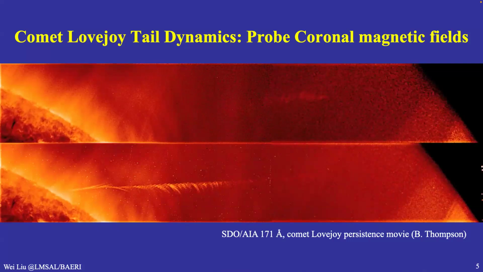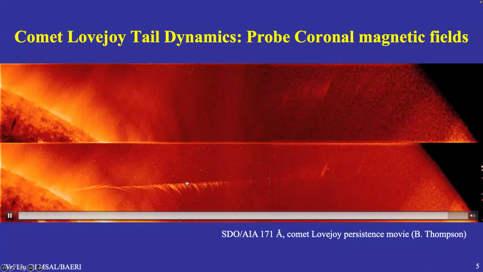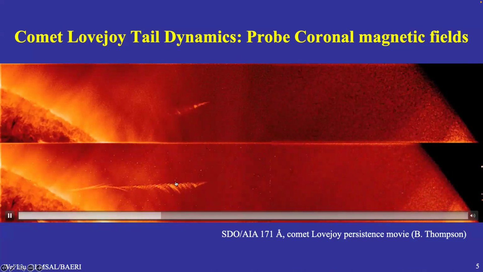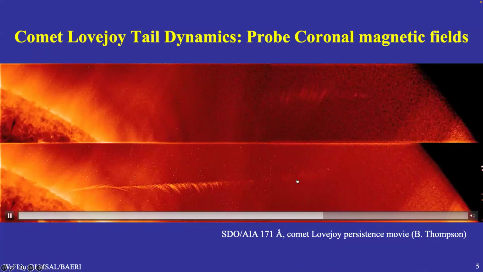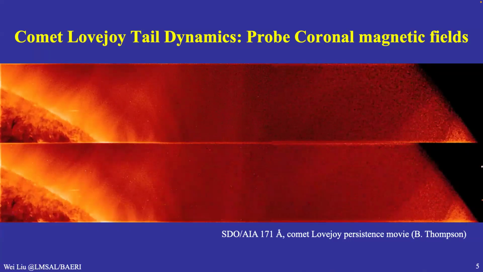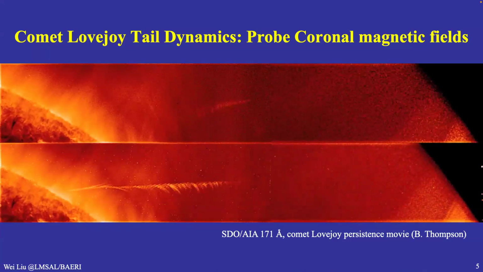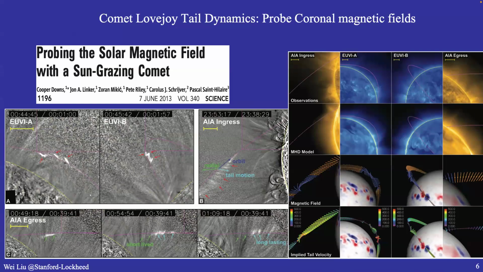What you see here, an interesting feature, is that the tail material bifurcates along the trajectory, some moving toward the south, some moving toward the north, which has some interesting implications we can see from the next slide. This is a great study made by Cooper Downs, who is in the audience. The left shows a few snapshots of the comet Lovejoy tail behavior, as we saw from the previous movie. The right-hand side shows the MHD model reproduction of the coronal magnetic field and the UV emission reproduction.